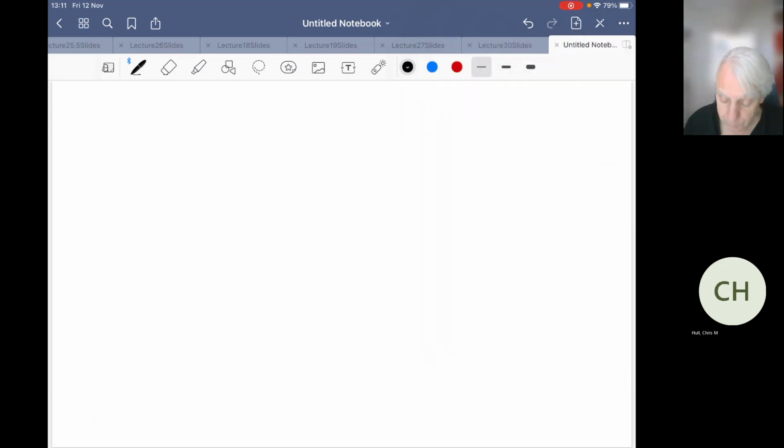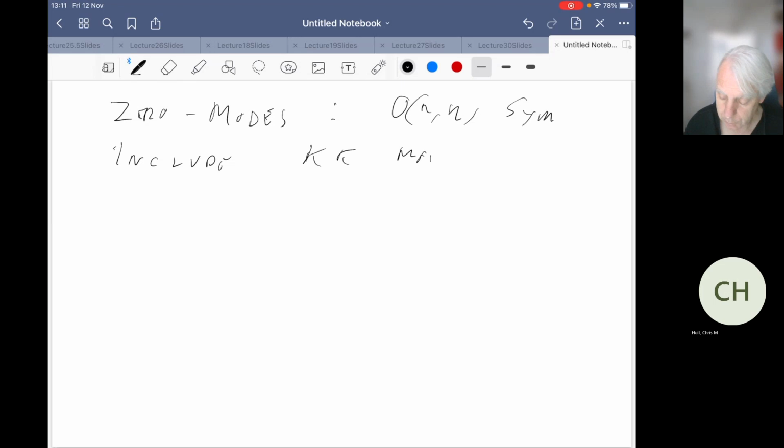So the zero modes or massless modes of that theory alone have an O(n,n) symmetry. If we include the Kaluza-Klein modes, we know that the GL(n,R) subgroup is broken down to GL(n,Z).